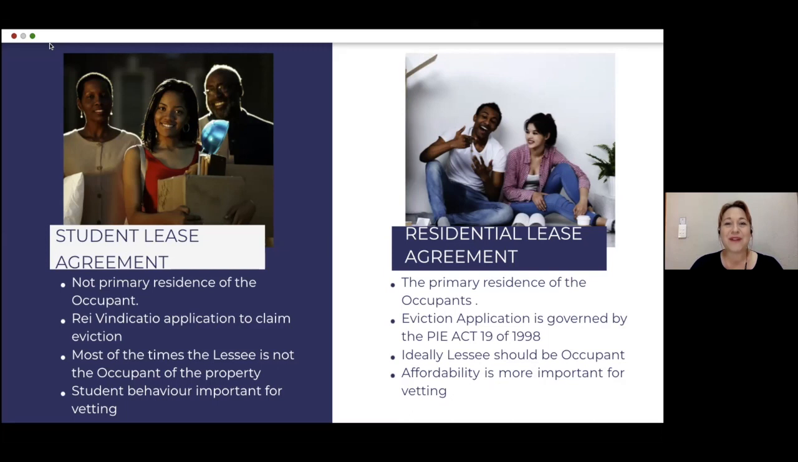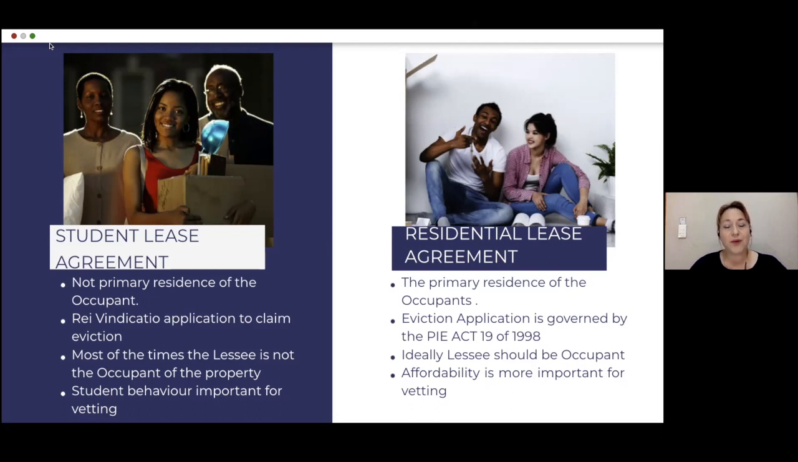So student accommodation is definitely not their primary residence. If you kick them out now, they can go back to their parents, their aunt, their family, or wherever their primary residence is. They've got a room somewhere else. That is one of the things that makes it so different. Your approach on student accommodation is like a business. It's not like residential lease agreements where you are leasing out a place to stay. So that's one of the things that makes it easy.